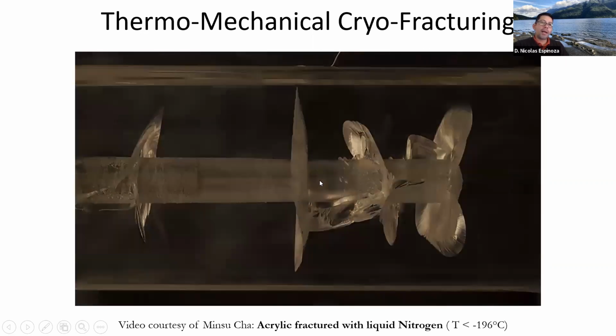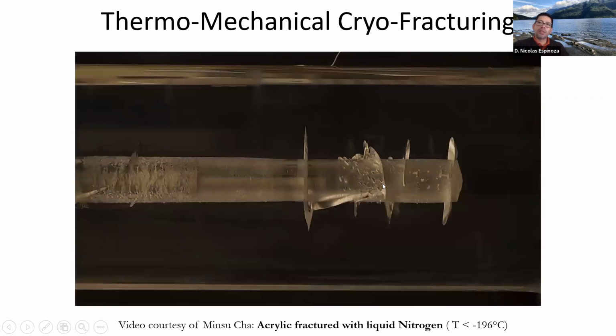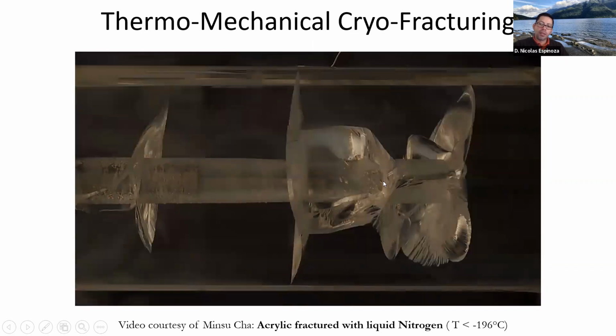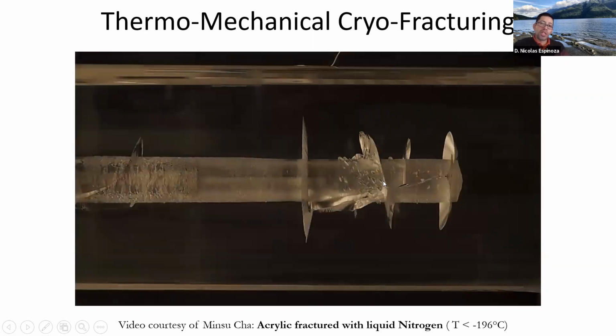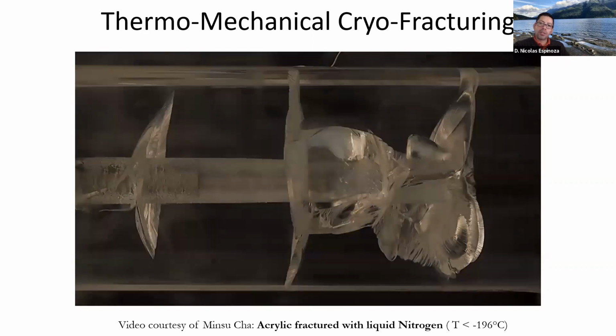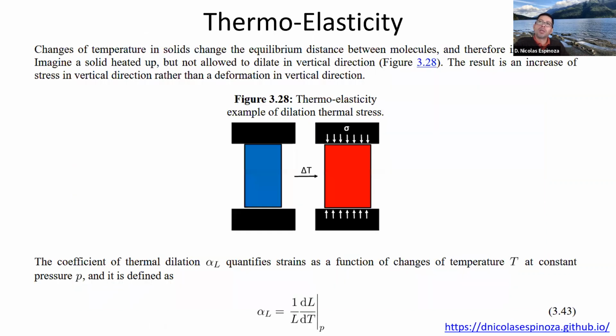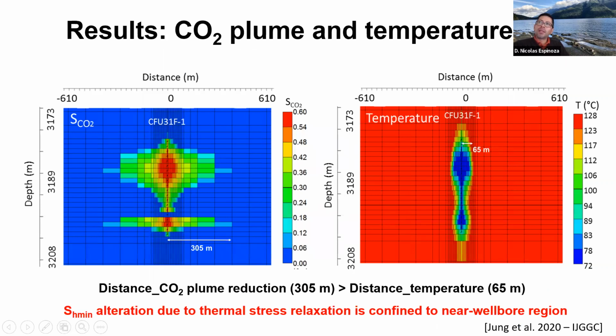Something similar can happen also with our injectors in the subsurface. If we inject a fluid with a sharp contrast in temperature with the formation, the temperature around the injector is going to decrease, and that is going to lower the fracture gradient. So that's something else that we have to take into account when we inject fluids in the subsurface, particularly if we are using very high rates.